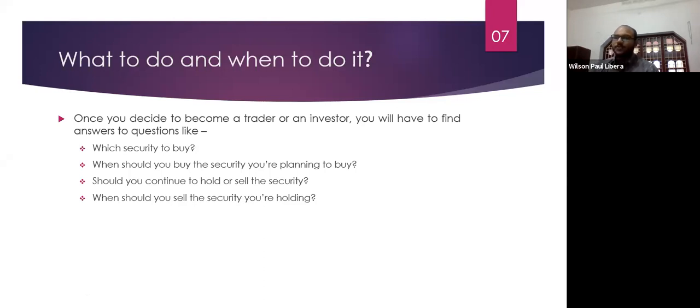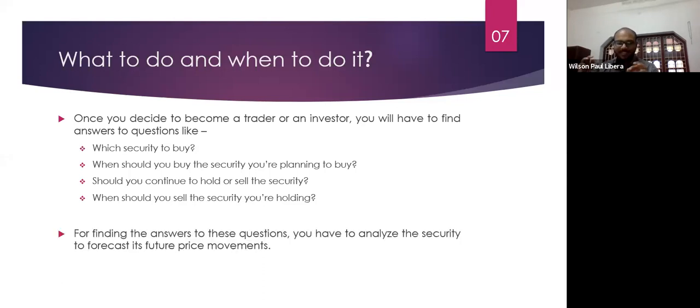Okay, so for finding the answers to these questions, you have to analyze the security to forecast future price movements. Investors or traders usually do two main types of analysis. One is fundamental analysis, and then our topic of discussion today, technical analysis.